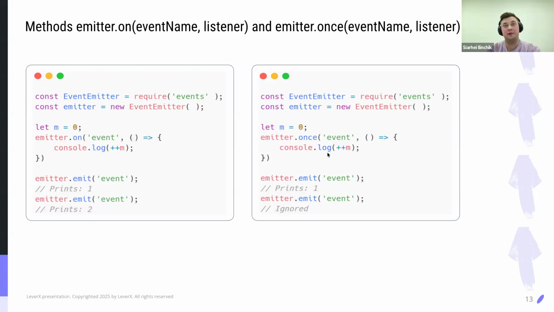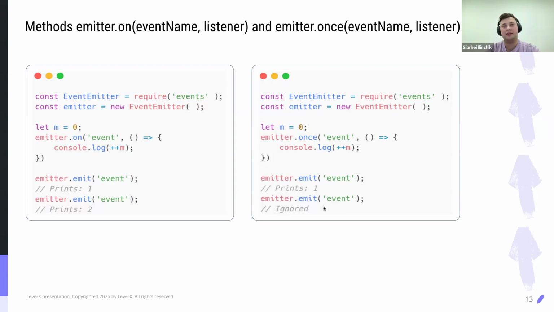But when we have a look at the right-hand example, here we see that basically the code is pretty much the same. The only difference is we are using the .once method to register the event listener. And when we emit the event the first time, yeah, we have the expected result. It prints 1. The 0 was incremented and we have 1 in the console.